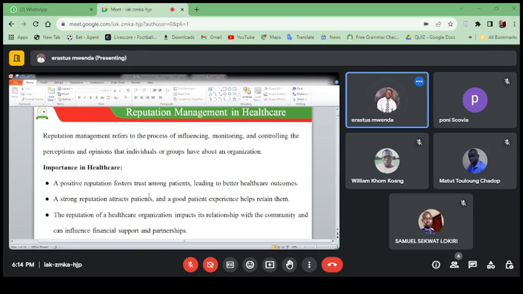and also their ability to create a perception as healthcare providers. And of course, when we talk about healthcare organizations, we can talk about hospitals, clinics, pharmaceutical companies, and other types of healthcare organizations. So reputation management is all about how we influence, monitor, and control perceptions. Perception is simply what people think about us as an organization.